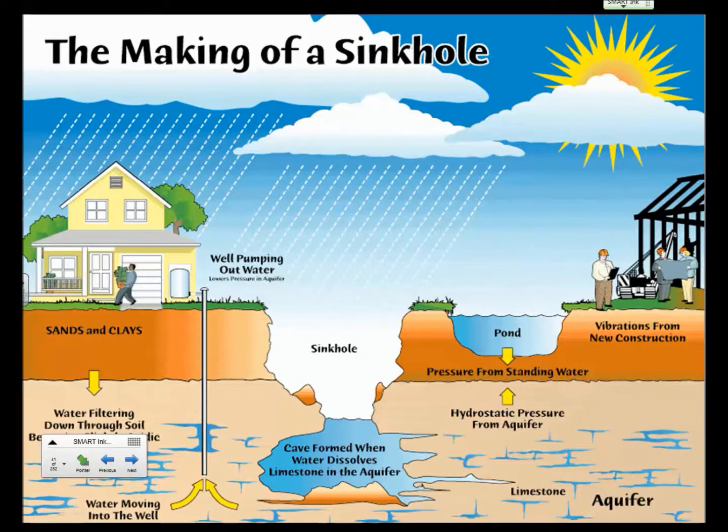The making of a sinkhole. This picture just kind of shows the whole process of how groundwater gets moved around. So in this case, there's a well pumping out the water, so that reduces water pressure. The water comes up there. Caves form when water dissolves limestone in the aquifer. So this water is slightly acidic. It's dissolving the limestone bedrock away, leaving those caverns there.